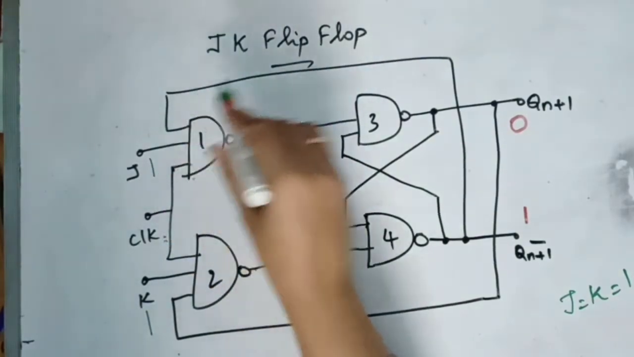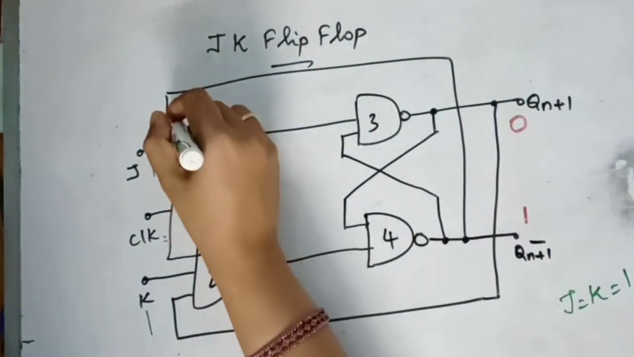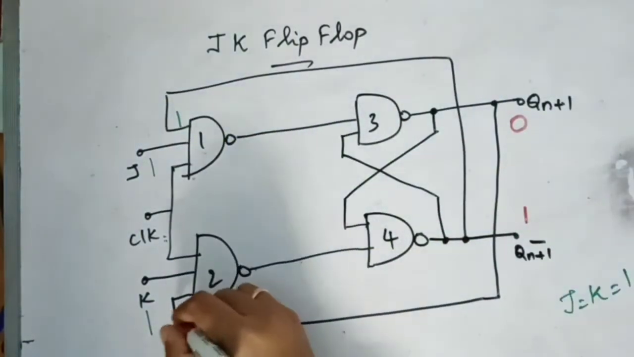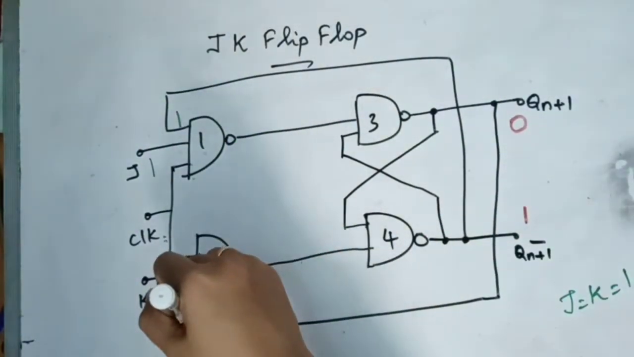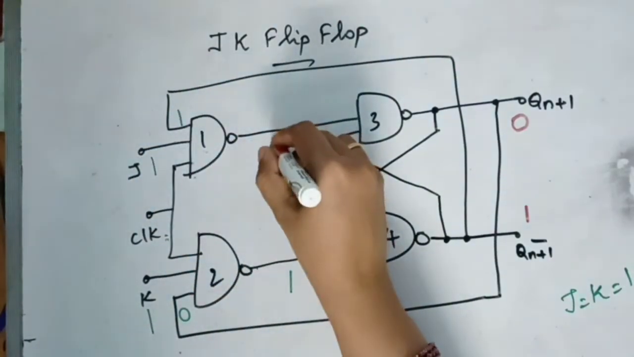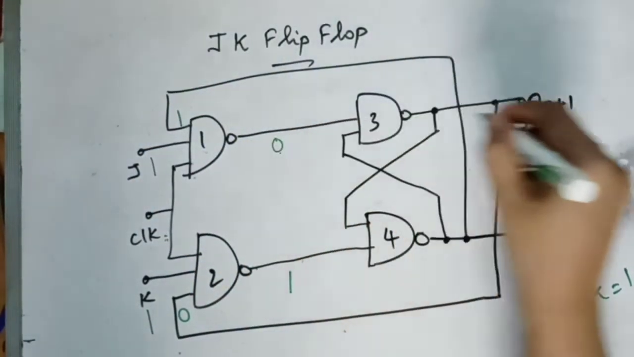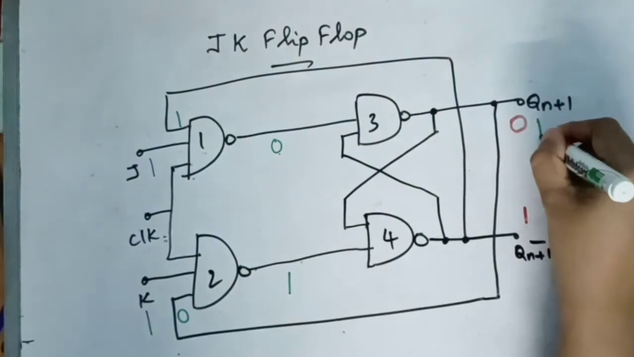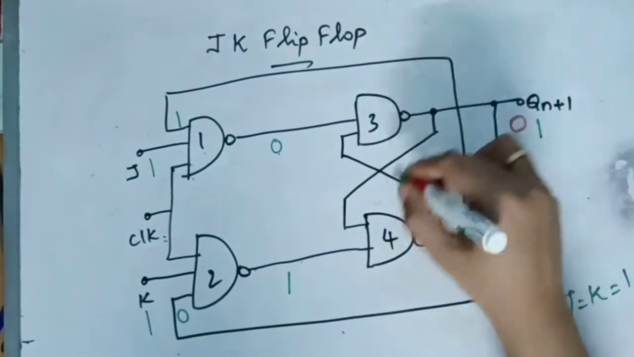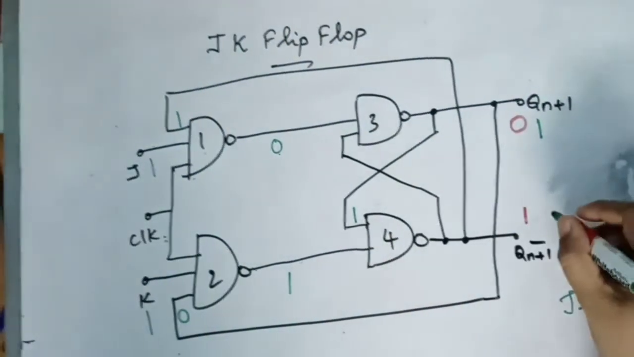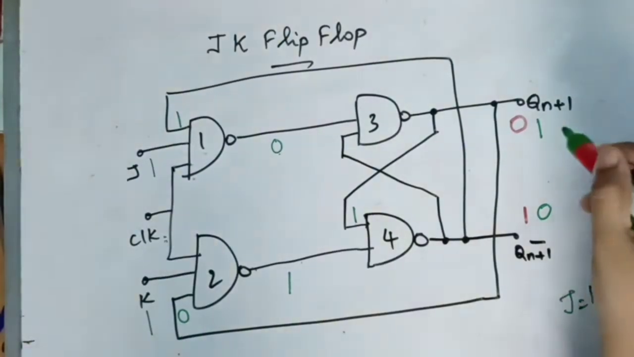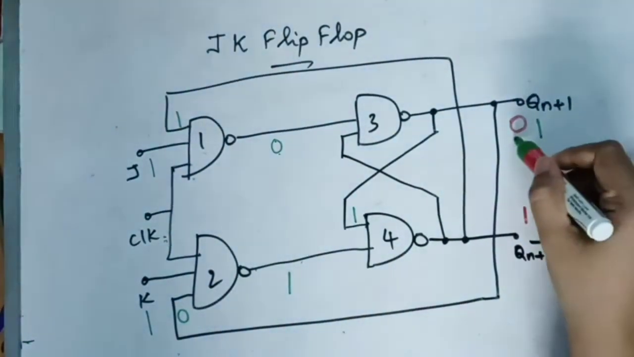So I'll take the previous state here. So this will be 1 and here it will be 0. So since this is 0, this is 1. Since all these are 1s, this is 0. Since this is 0, this will go to 1. And since this is 1, 1 will come here and this will change to 0. So that's why you call that Qn plus 1 equal to Qn bar.